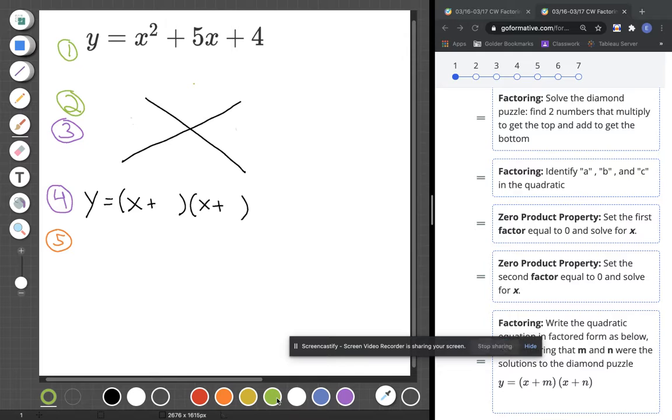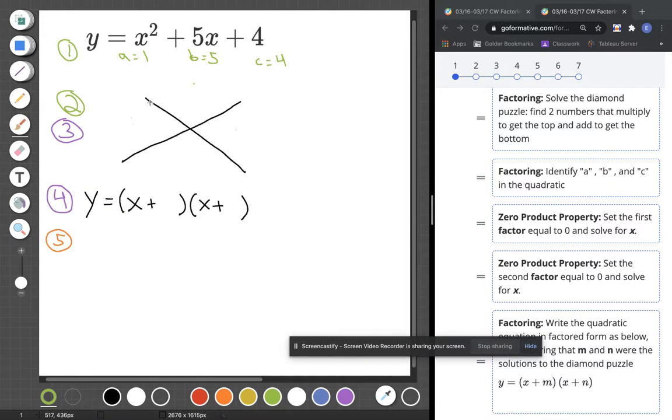So first thing we got to do is we're going to use this example, y equals x squared plus 5x plus 4. The first thing we have to do is, remember, identify our a, our b, and our c. Well, remember the a is the number that comes before the x squared. So what number is right here? Well, when there's no number, remember that's a 1. B is the number before the x, which in this case is 5. And c is the number that's by itself, which in this case is 4. So there's our first step.